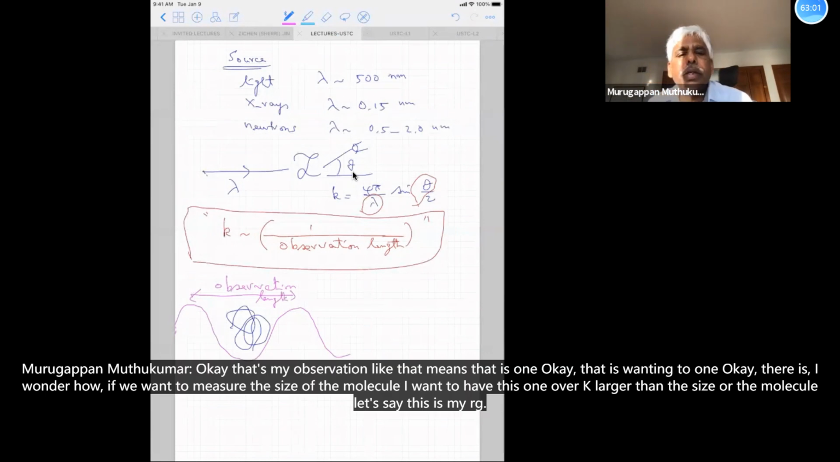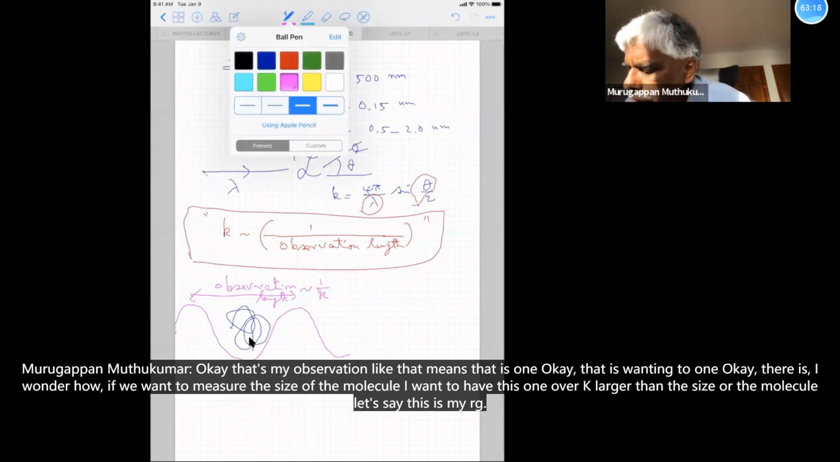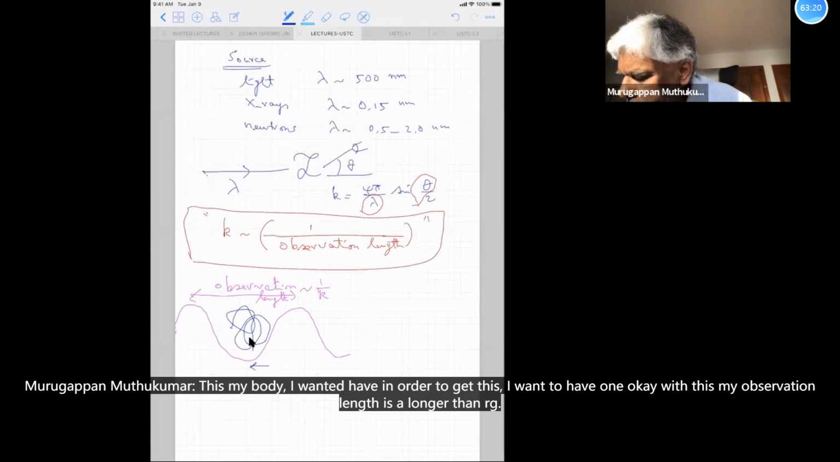Okay, that's my observation length. That means it is 1 over K. If I want to measure the size of the molecule, I want to have this 1 over K larger than the size of the molecule. Let's say this is my RG. I want 1 over K, which is my observation length, to be larger than RG.